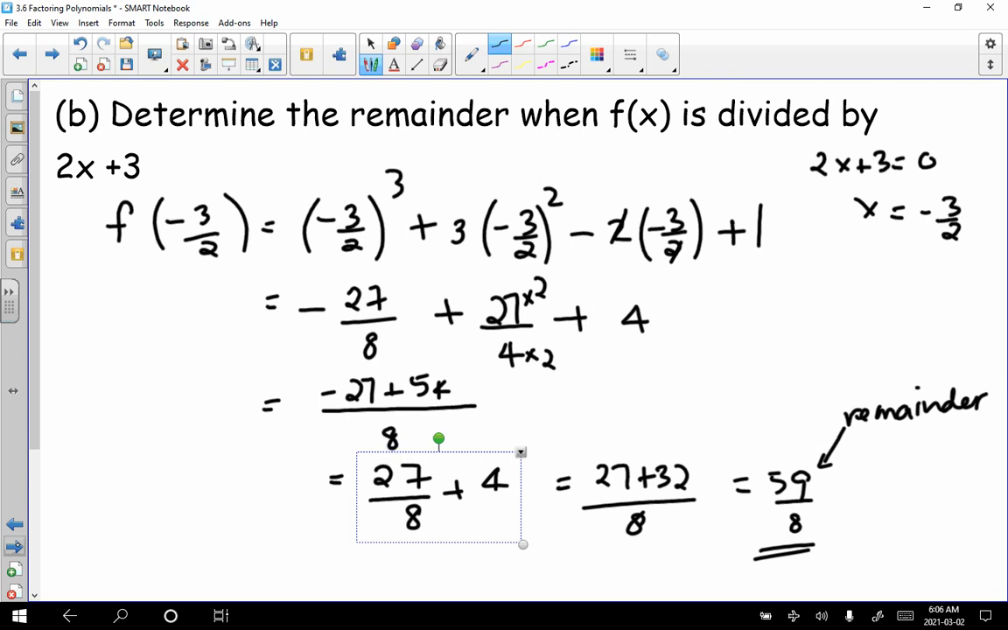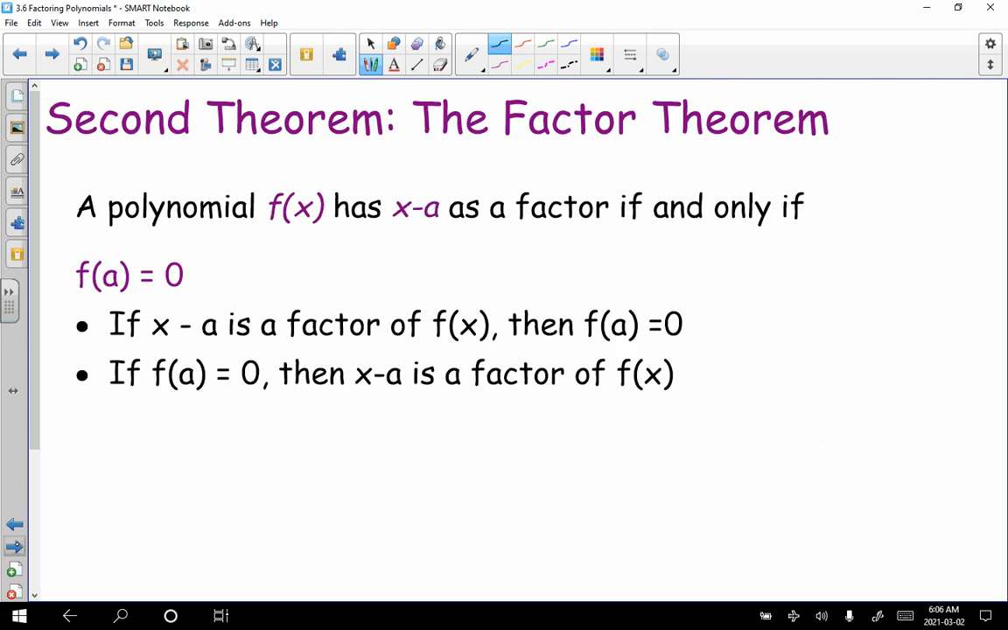Now we're going to look at the second theorem. The second theorem is called the factor theorem. It says that a polynomial f of x has x minus a as a factor if and only if f of a equals 0. If x minus a is a factor of f of x, then f of a is equal to 0. If f of a is equal to 0, then x minus a is a factor of f of x. So it goes both ways.